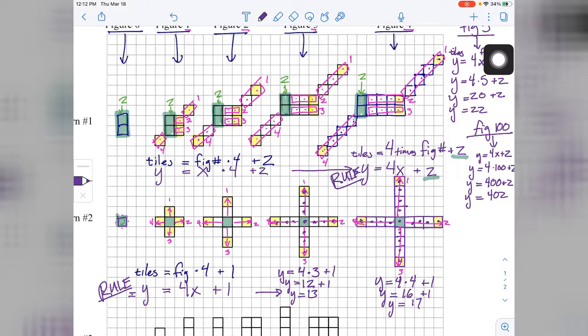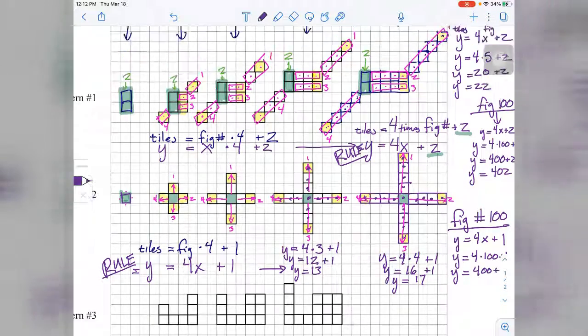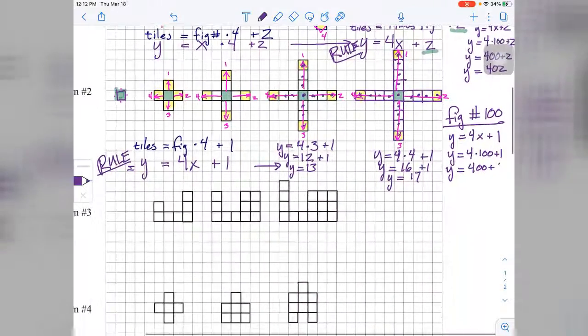So what if I wanted to do figure number 100? What would I do? Figure number 100 would be y equals 4 times the figure number plus 1. So I would do y equals 4 times 100 plus 1, and that is equal to y, which is the tiles. Again, don't forget that y is equal to the tiles. That is 400 plus 1, which is 401.